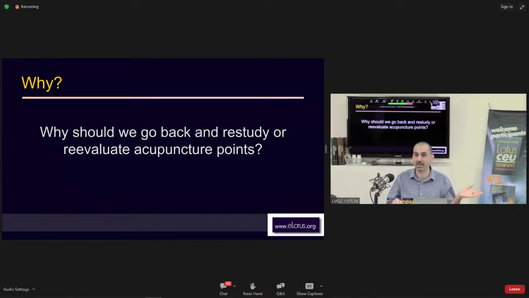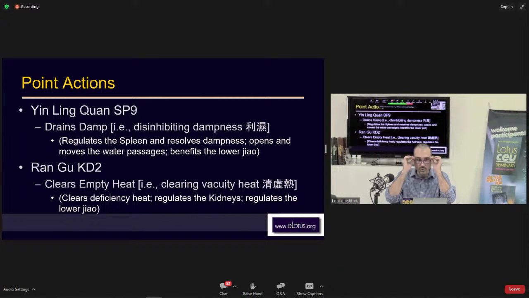What I've seen oftentimes, which is the problem I'm trying to rectify, is that acupuncture education often focuses on the memorization of point actions. And let me clarify what I mean about point actions. These are two examples that I like to give, because I think most of us can resonate with them in our own education.